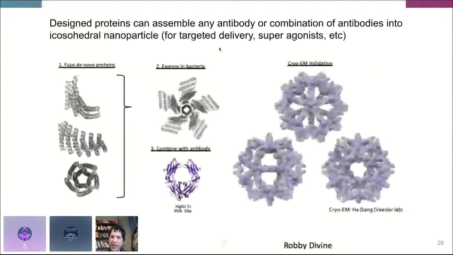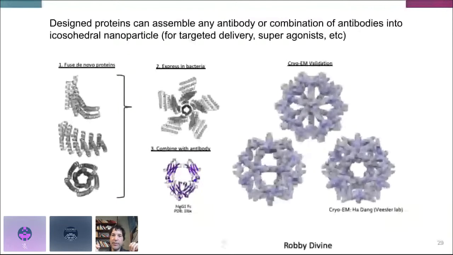So sticking on this theme of nanoparticles, nanocages. In what I just told you about, we designed these nanocages and then we fused on the RBD. But we reasoned we could unite form and function by actually building nanoparticles out of antibodies, where the antibody would be the structural component. And antibodies have a C2 symmetry axis.